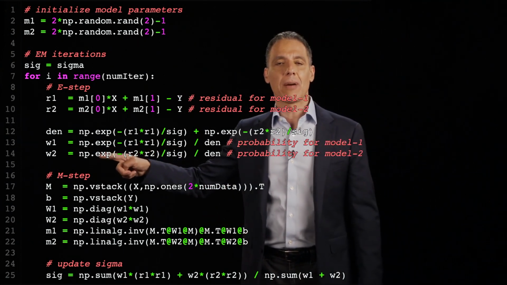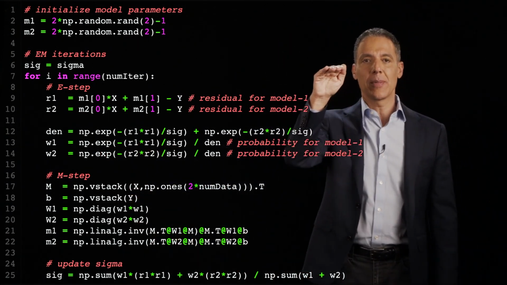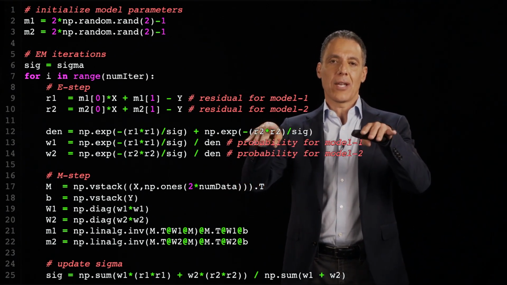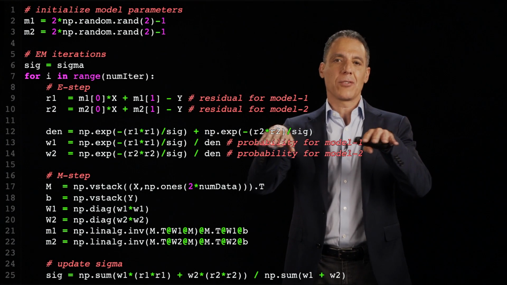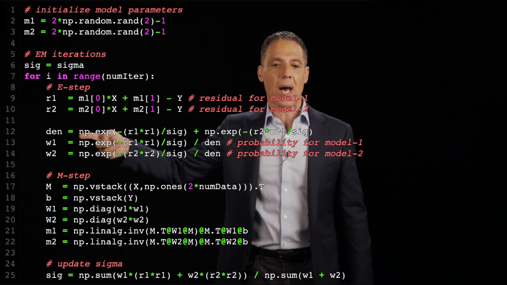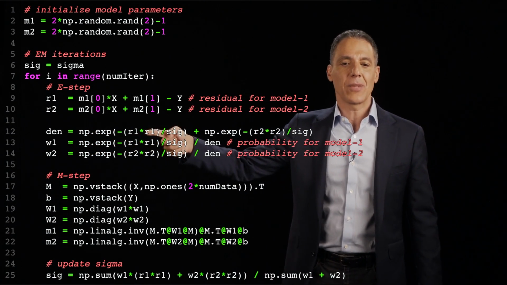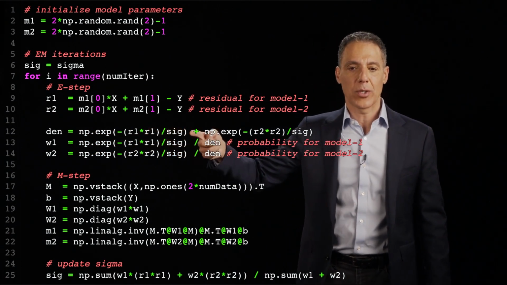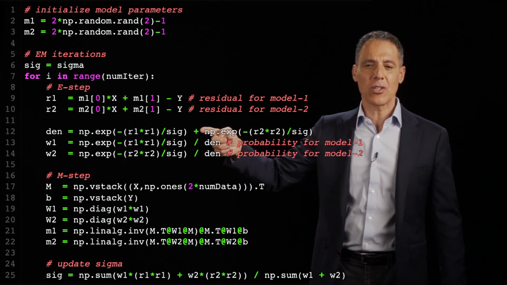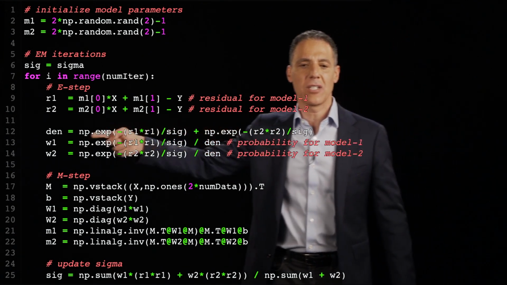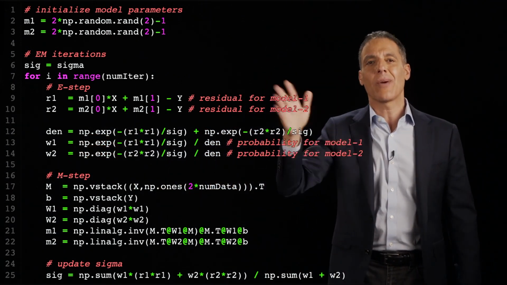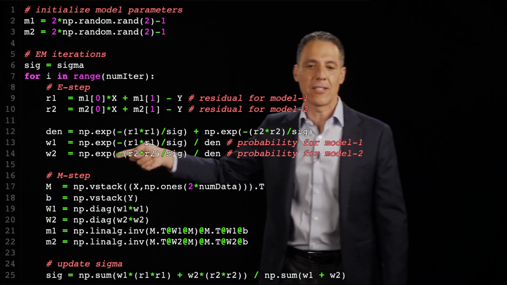So remember what the probability was. We compute the conditional probability: the numerator is belonging to model 1, divided by the probability that it belongs to model 1 plus the probability it belongs to model 2, the normalization part. So the denominator is the same for both models. It's e to the minus r1 squared over sigma plus e to the minus r2 squared over sigma. Notice I don't have the normalization in front of the sigma here or here or here. That's because it's the same in the numerator and denominator, so I can just ignore it. It'll factor out. It'll cancel out.